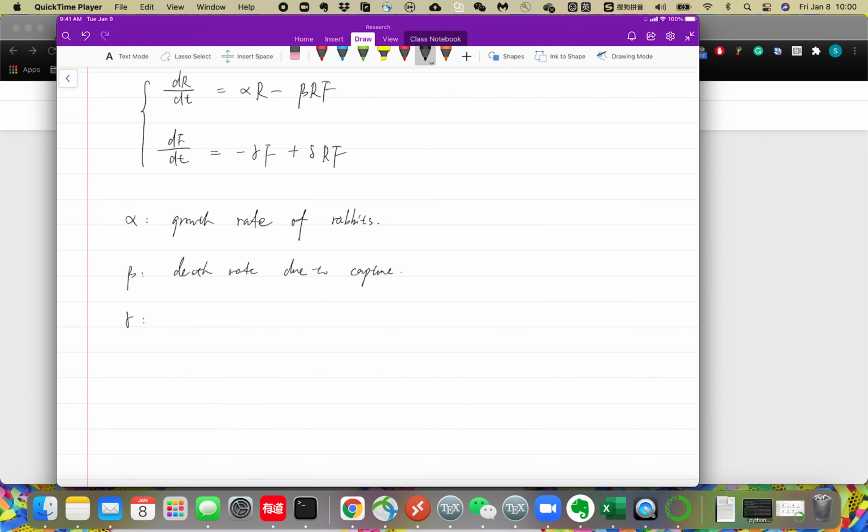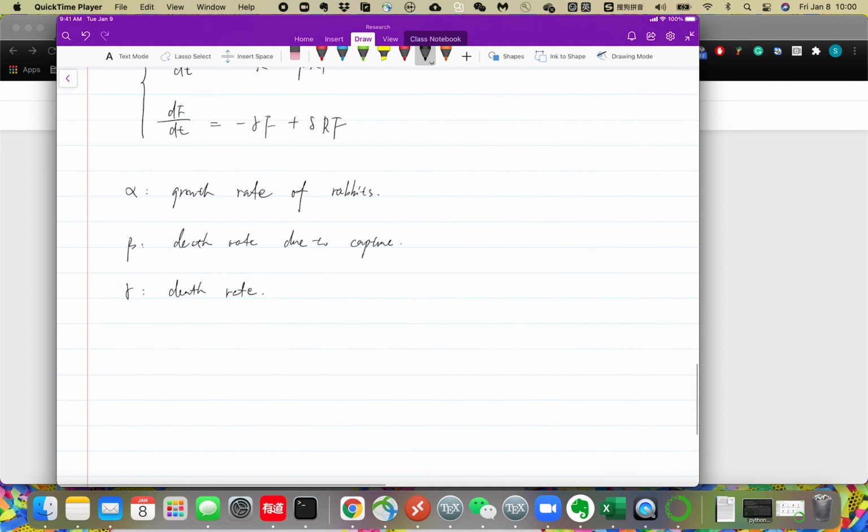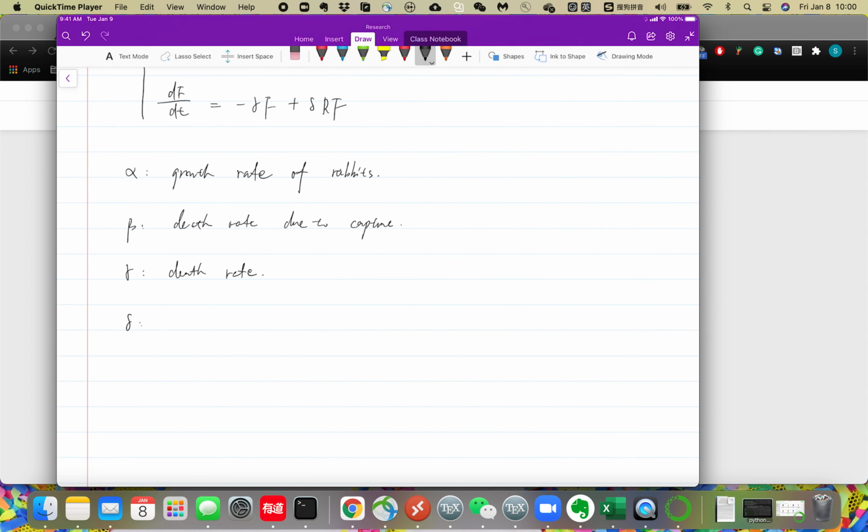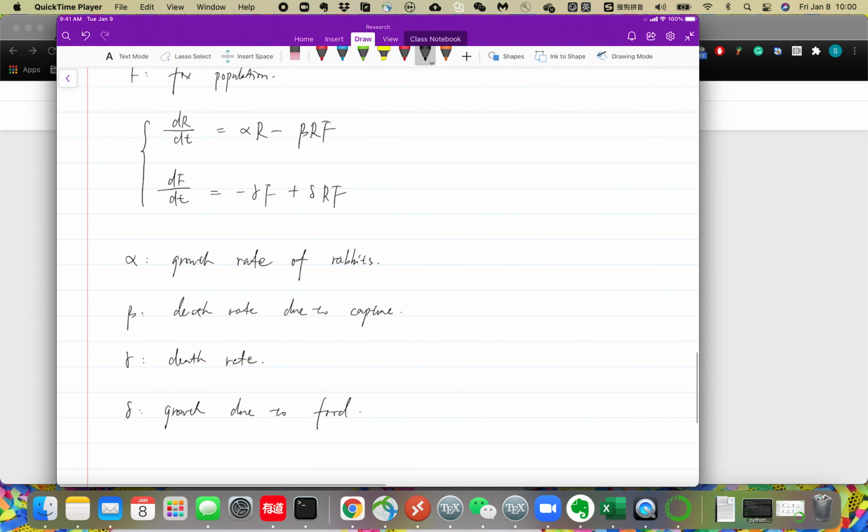Similarly, gamma is going to be the death rate. If there's no food, the fox dies exponentially. And then somehow you go against that by providing food you captured from the rabbit. So this will be the growth due to food, basically the rabbit captured by the fox. Okay. So this is the interesting differential equation system.